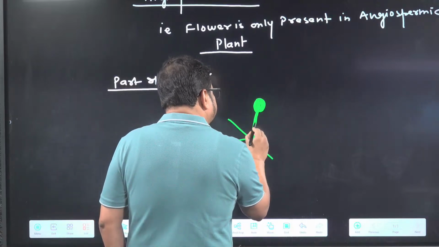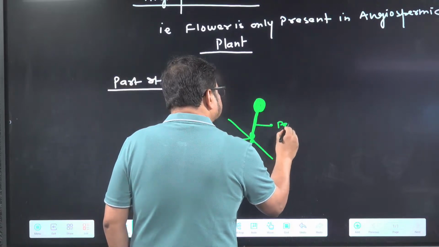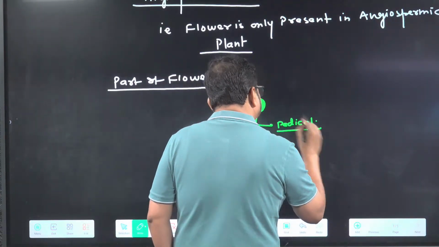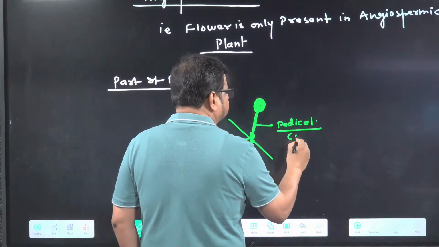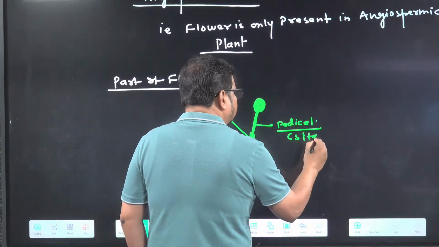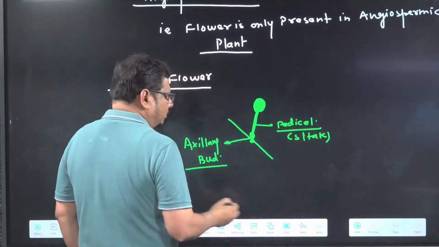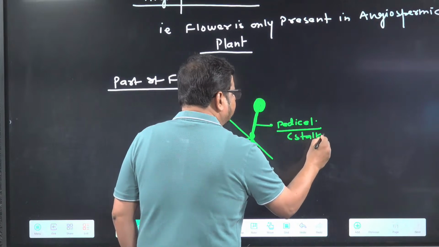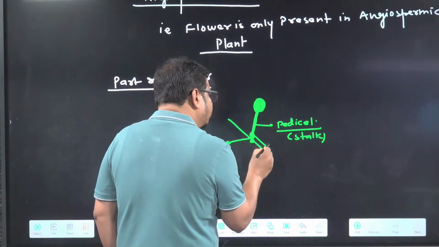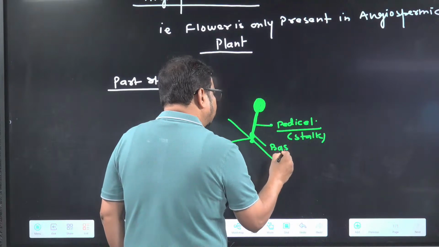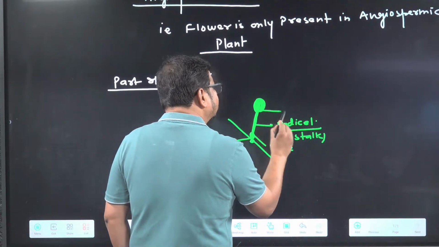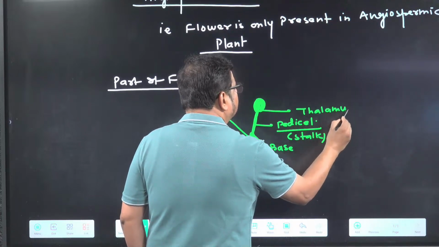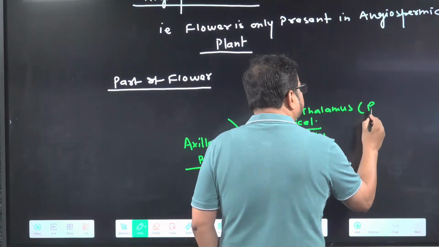So this is what basically, pedicel, the stalk of the flower. The stalk of the flower is what basically? Pedicel, and here it is the base. And this swollen area is called what basically? Thalamus, or it is also called receptacle.